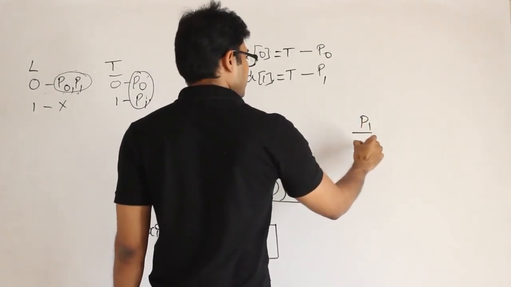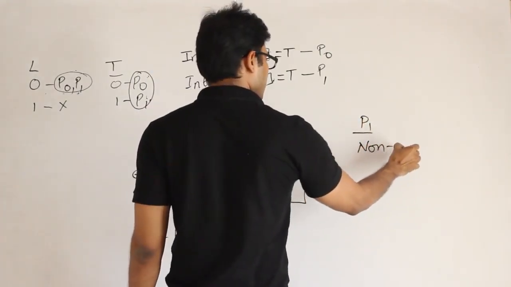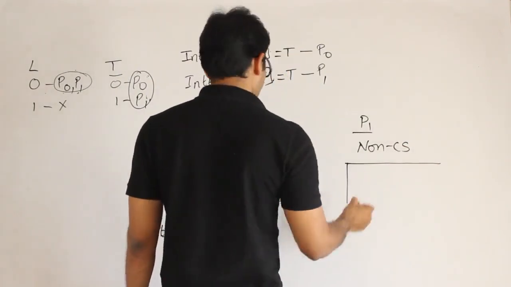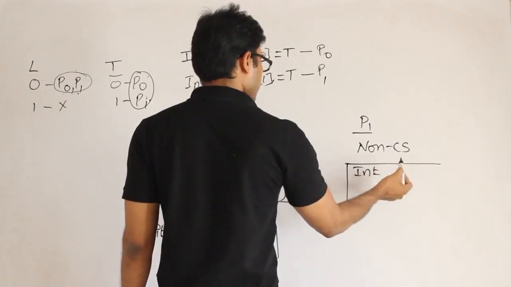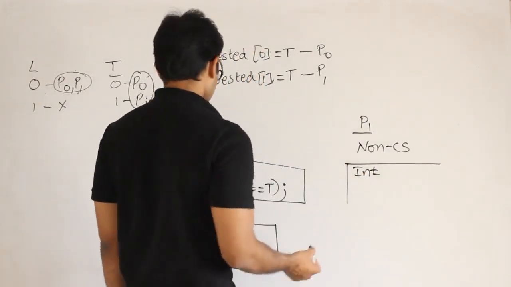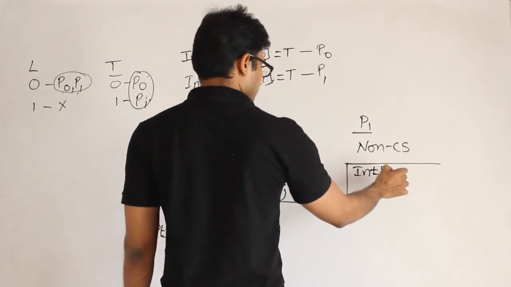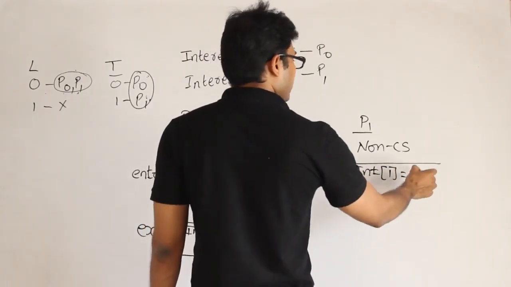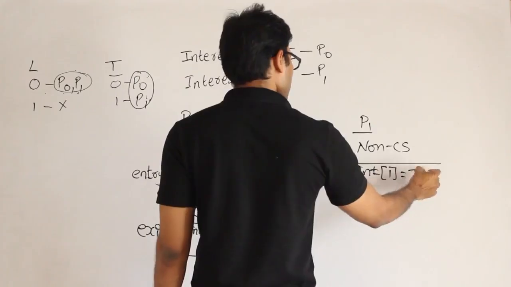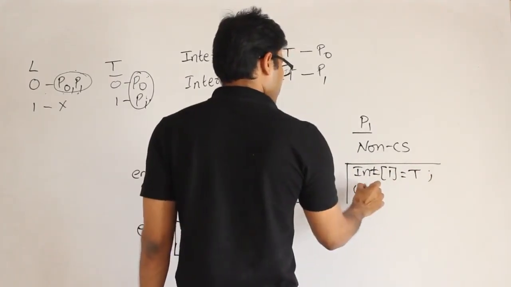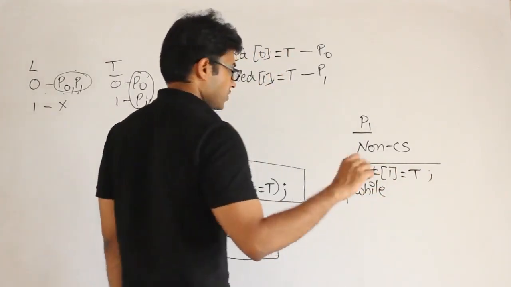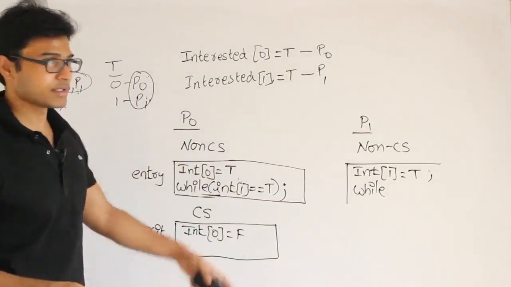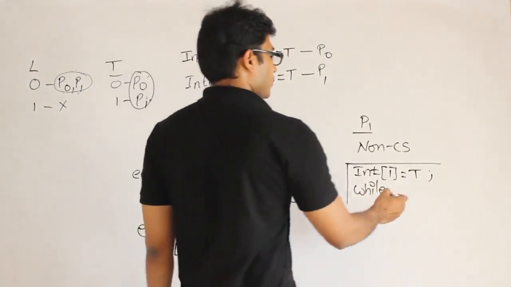In P1 what we can say is, if you are in non-critical section, be there as long as you wish, and then if you want to enter the critical section, what you do is you show your interest, which means interested of 1 equal to true, and even you check the other one. If the other one is interested, the chances are that the other one might be already in the critical section, or it has already shown its interest first, well ahead of you, therefore give it the chance.